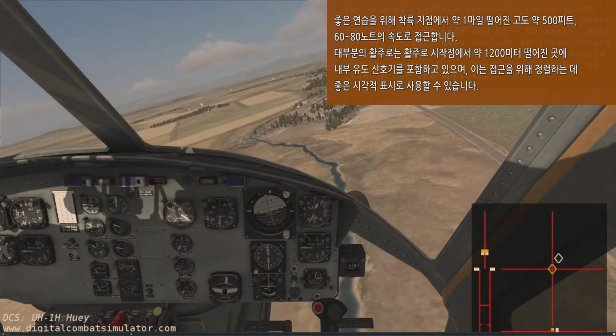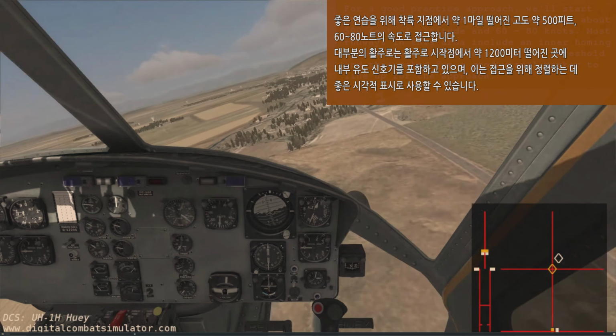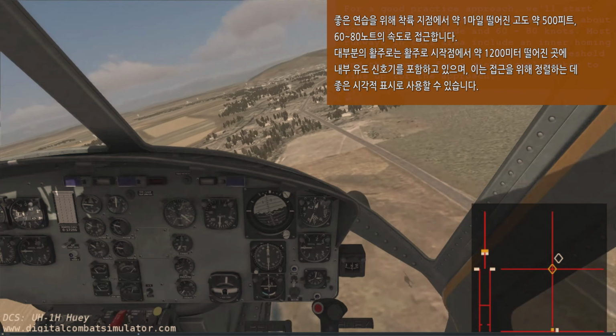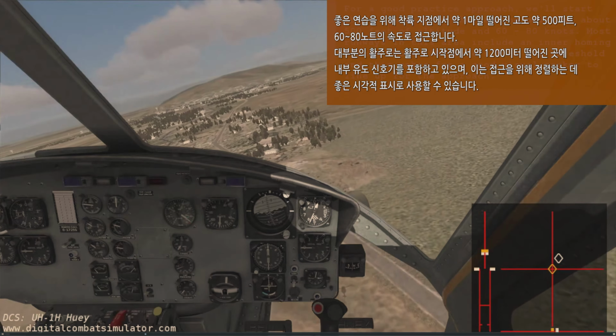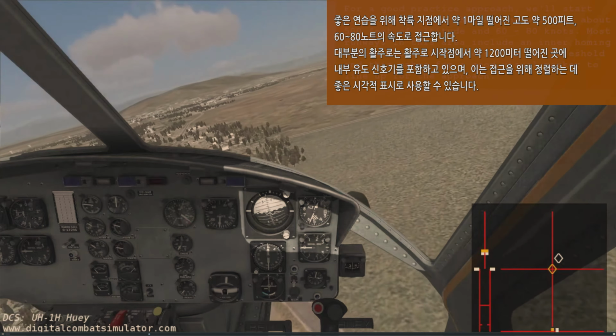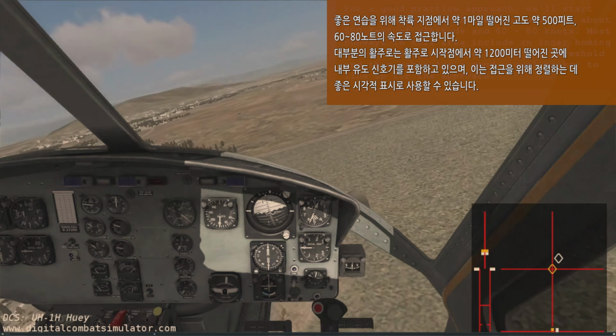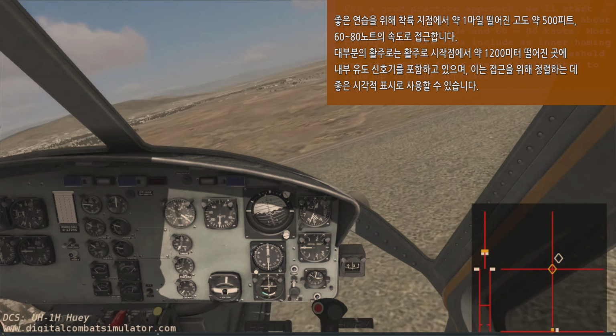For a good practice approach, we'll start about a mile from the landing point at about 500 feet of altitude and 60 to 80 knots. Most runways in this area include an inner homing beacon about 1,200 meters from the threshold, and this makes for a good visual marker to line up for the approach.